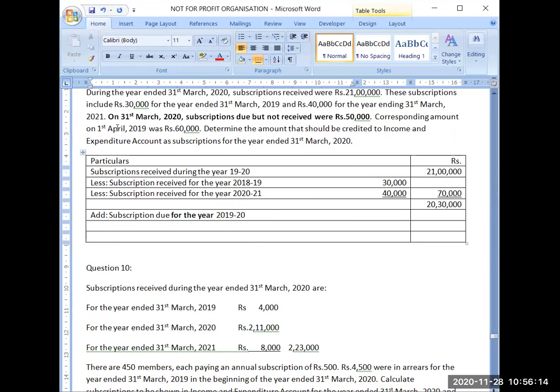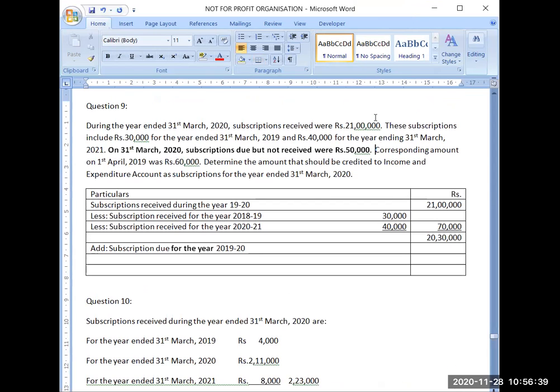But if it is written sometimes that on 31st March 2020, subscription outstanding were rupees 50,000, sometimes it may include last year outstanding also. How may it include the last year outstanding amount also? For that, you should see the next sentence first. It is saying corresponding amount. What is corresponding amount? Corresponding amount means the outstanding subscription for the last year. Because right now the sentence was telling you about the outstanding subscription of the current year. So its corresponding amount will be the outstanding subscription for the last year.